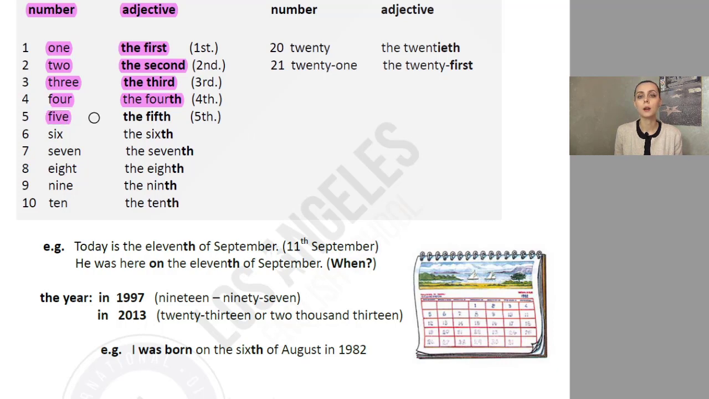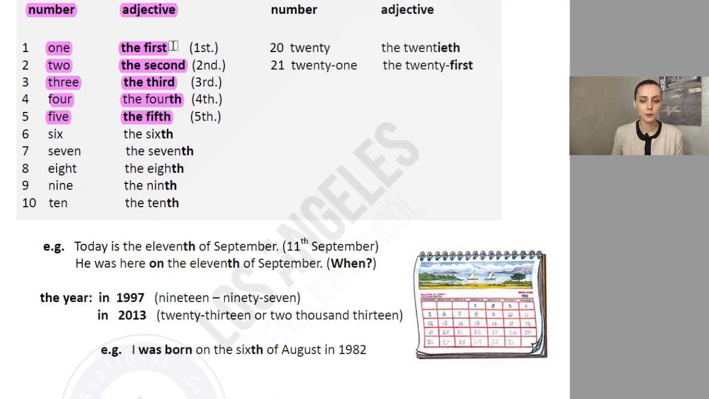5, and here we have two options. You can say 5, the fifths. We have f and th coming together, so the fifths. Or you can also say fifth. So let's repeat the two options: 5, the fifths, or 5, the fifth.